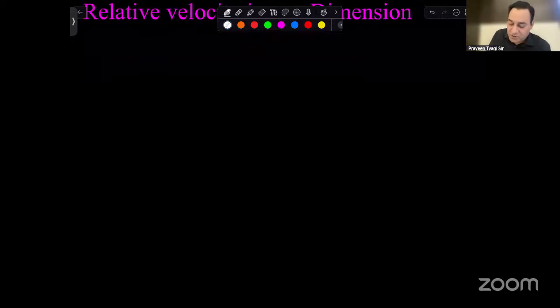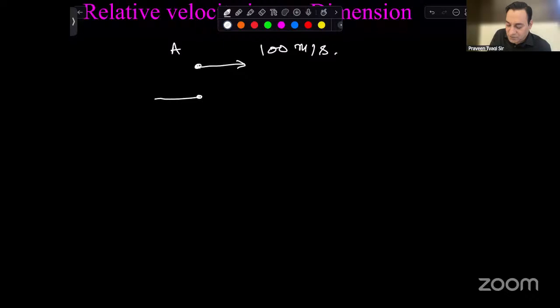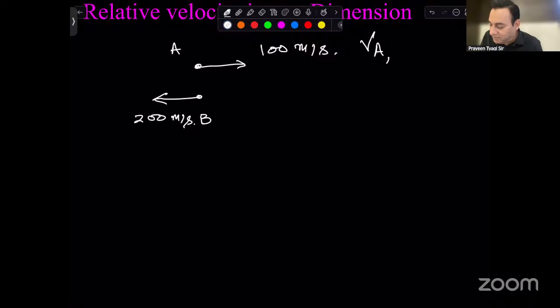Now, suppose I have a body A moving in this direction with 100 meters per second, and there is another body B which is moving in this direction with 200 meters per second. Everyone has to quickly tell me, and I want participation. What will be the velocity of A as observed by B? Please tell me quickly with proper magnitude and direction, both. Quick. I want the reply in the chat.